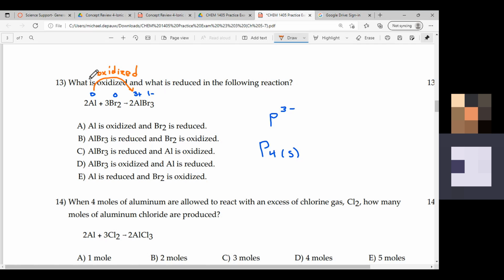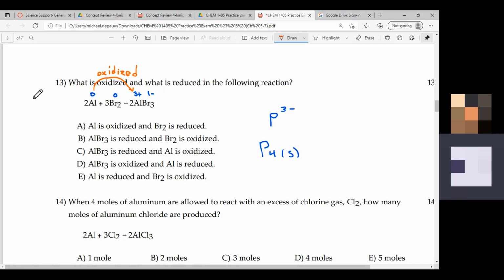Oxidation is loss of electrons, yes. And reduction is gain of electrons. RIG, reduction is gain of electrons. But like I said, I don't really care for the OIL RIG or LEO the lion goes GER or any of that stuff. And so oxidation is loss of electrons and reduction is gaining electrons.